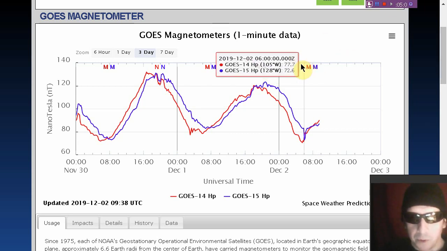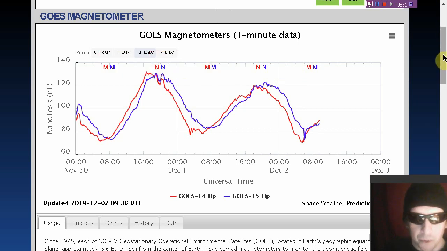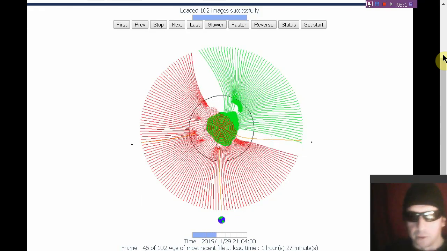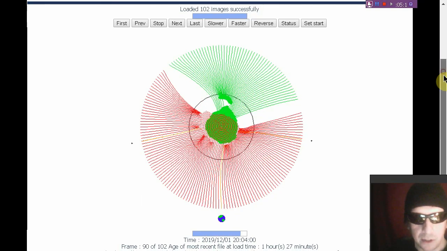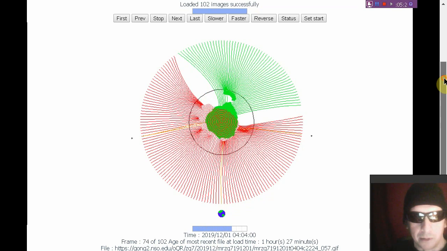By the way, if you're wondering what the N's and M's stand for, that's midnight and noon local time for the GOES 14 and 15 satellites. And those are near the ionosphere layer, folks. That's where those measurements happen, near where we expect the F2 layer to be.